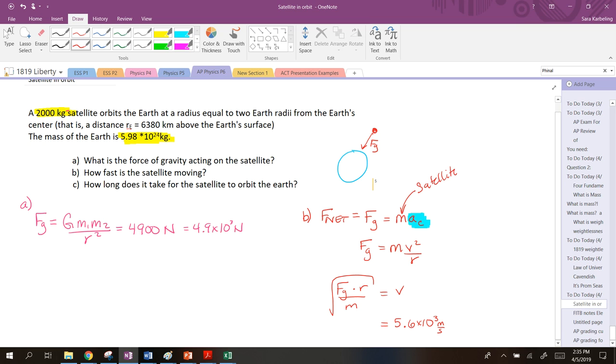But yeah, so anyway, that was a long explanation, but I wanted to make sure that makes sense, that those forces are the same. How fast is it moving? It's moving kind of fast, sure. How long does it take for the satellite to orbit the Earth? How do you think? Oh, sorry, go ahead. I didn't get that answer.